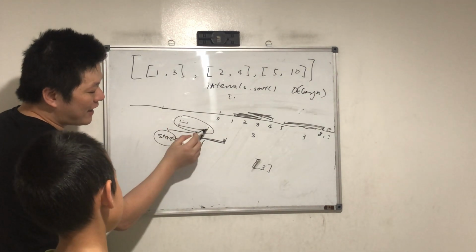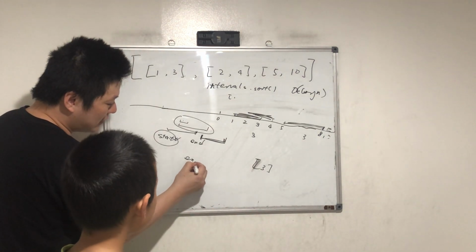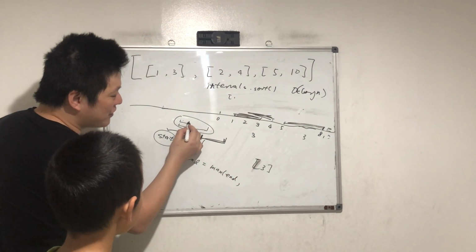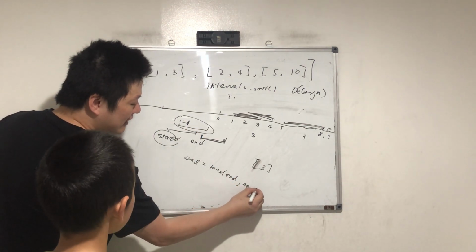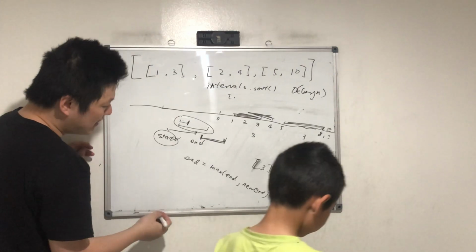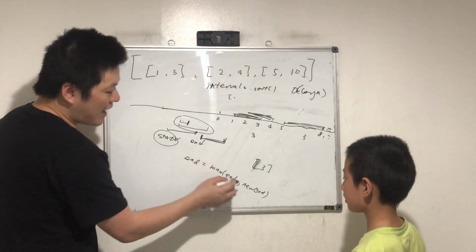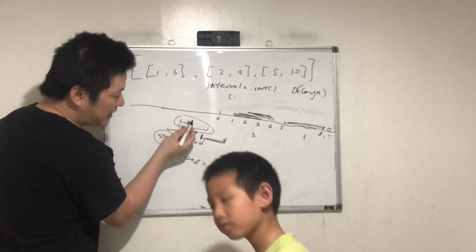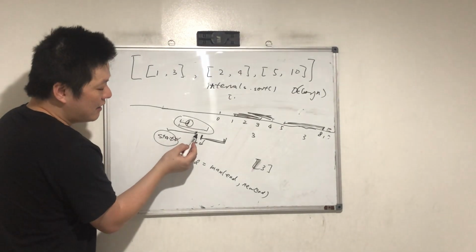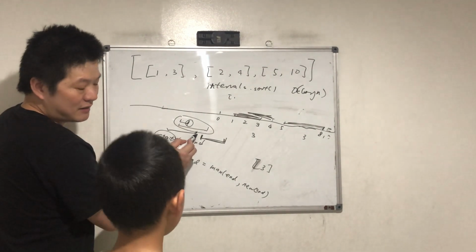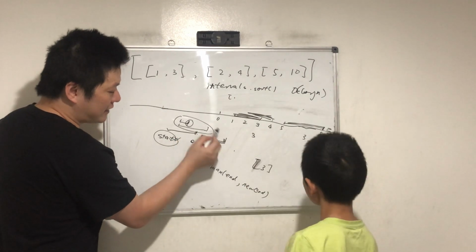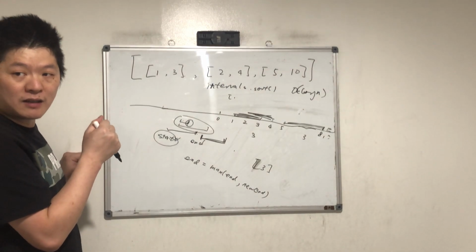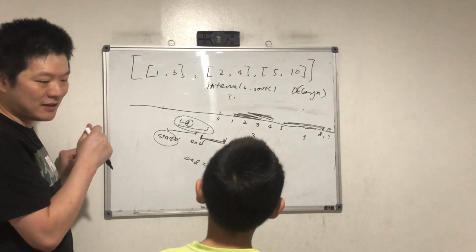And in all the cases, we need to update the end to the maximum of the current end and the new end. Because if this is the case, the new end is not bigger than the previous end, so we don't update it. But these two cases are larger than the previous end, am I right? Okay.